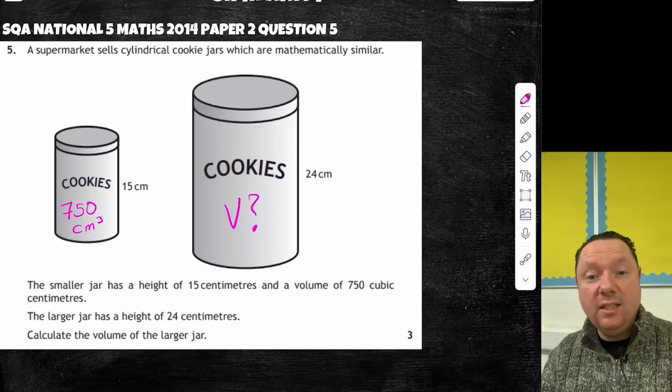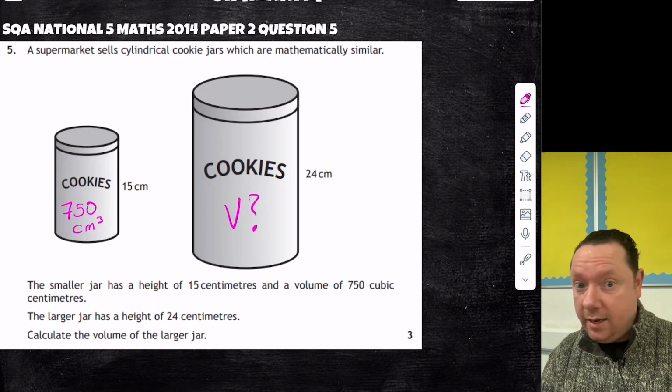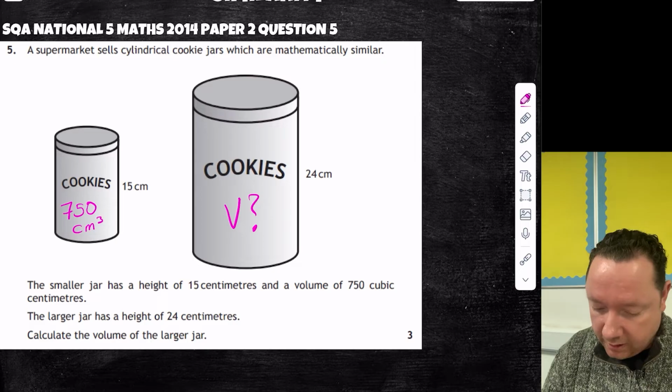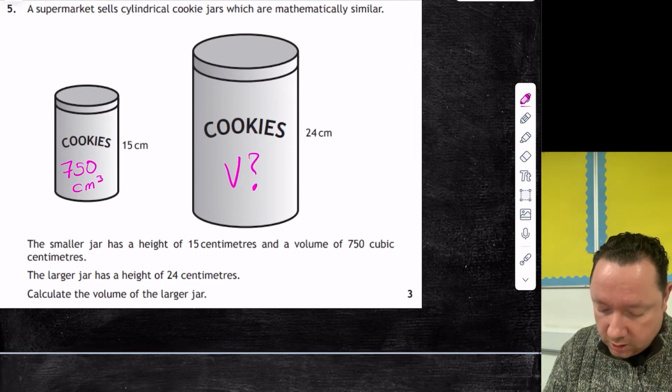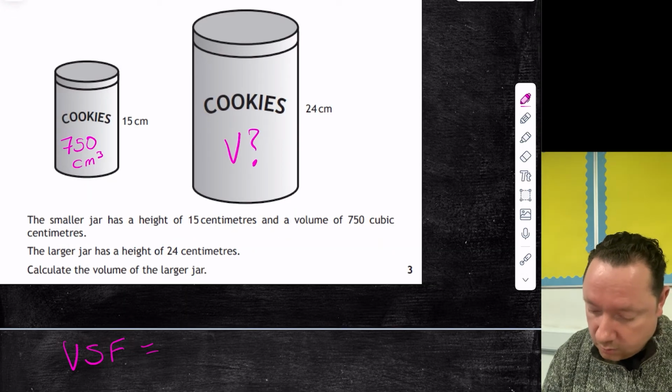So this is using scale factor. For similar shapes, you can use linear scale factor, then you can square it to get area, or cube it to get volume. Since we're doing volume, it's a cubed scale factor. So our volume scale factor, VSF, because I can't be bothered writing volume scale factor, is when I'm trying to find it in the big.